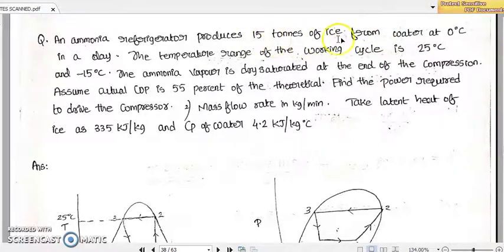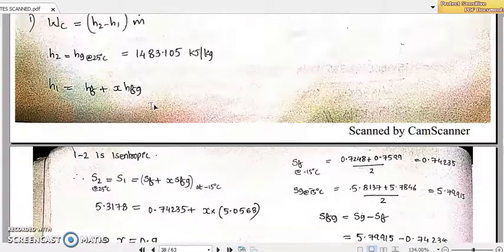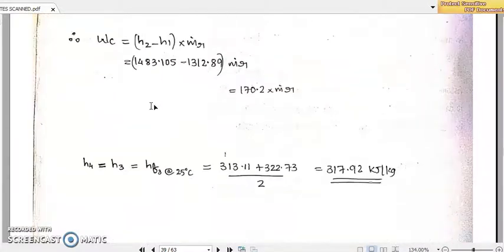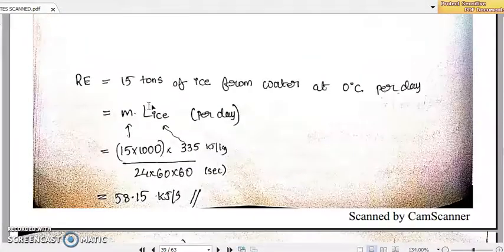So what does that mean? It is producing a refrigeration effect equivalent to production of 15 tons of ice from water at 0 degrees Celsius. And what is the duration of this process? It is in 1 day. So we can write that line in terms of refrigeration effect. What is that refrigeration effect? RE is the production of 15 tons of ice from water at 0 degrees Celsius per day.